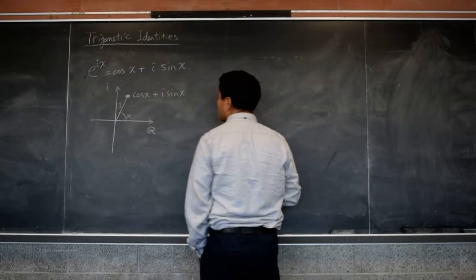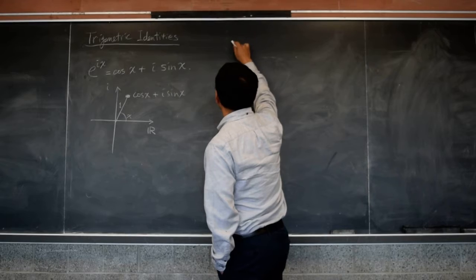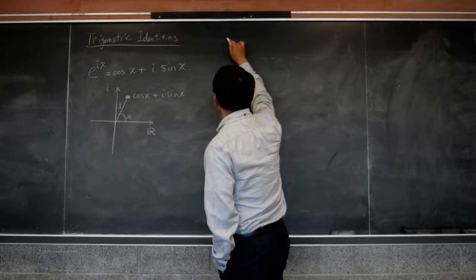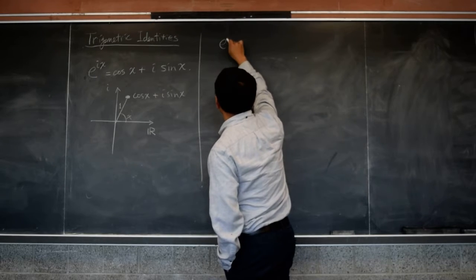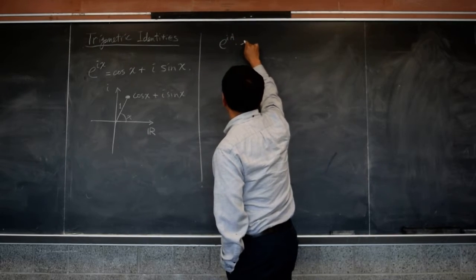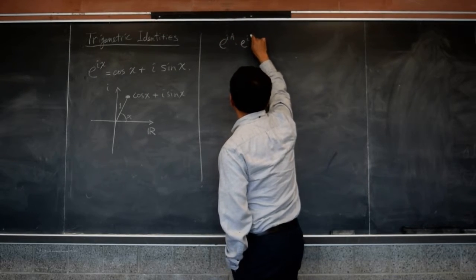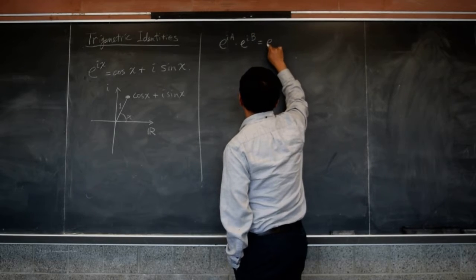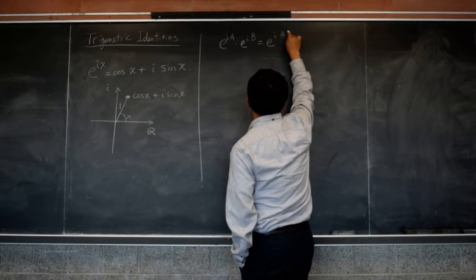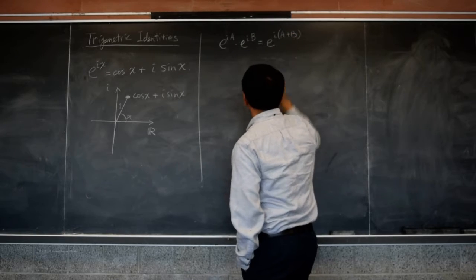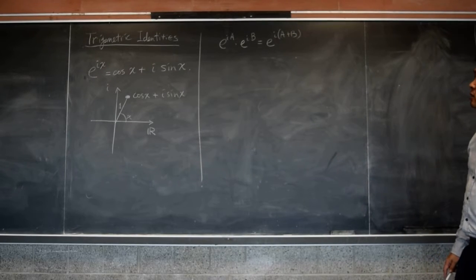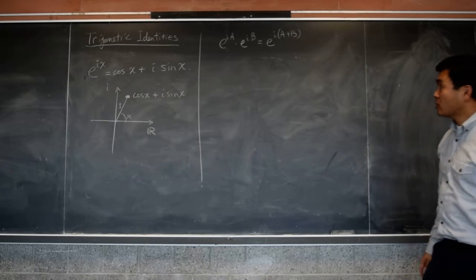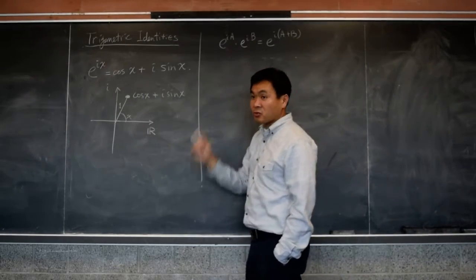And knowing this, we can talk about the following identity, which says e to the iA times e to the iB equals e to the i(A plus B), right? Simply because the exponential functions add up. The exponents add up when we have the same base.